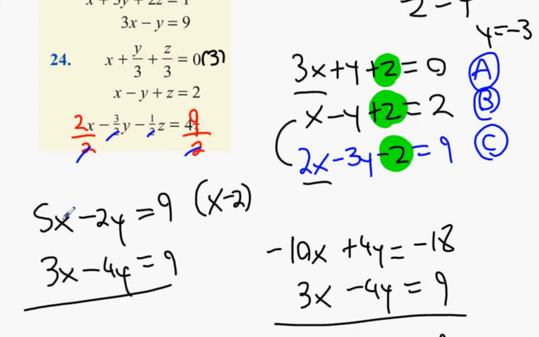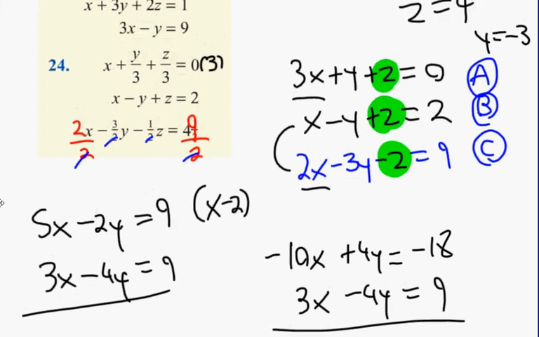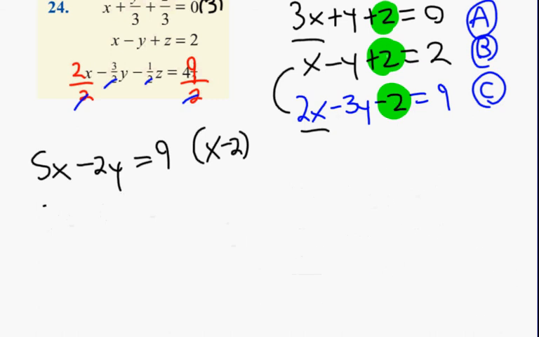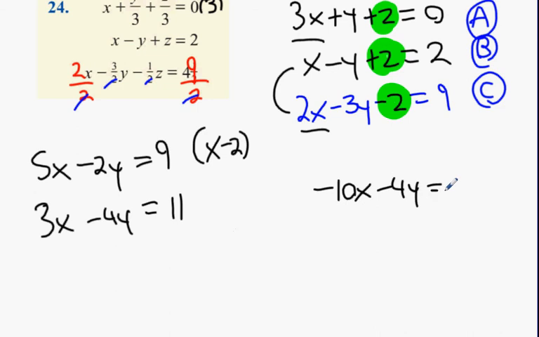So for B plus C, this means that when we did B plus C, the bottom equation was wrong. So what we're going to do is this, B plus C, go again, it's 3x minus 4y, z minus z equals 11. Do the same trick, minus 10x minus 4y equals minus 18.